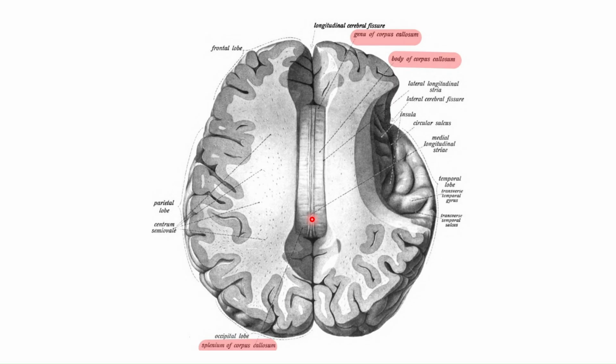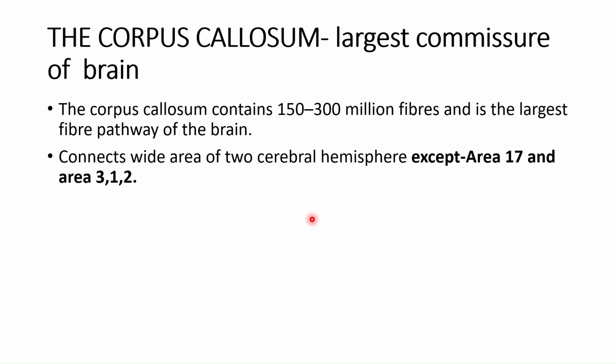So this is the corpus callosum, the largest commissural bundle in the brain. It has about 300 million fibers and it connects wide areas of the two cerebral hemispheres. Not always do similar areas connect; it can connect heterotopic areas as well. But there are two exceptions where these areas are not connected by the corpus callosum: area 17, and areas 3, 1, 2 of the foot and hand region.